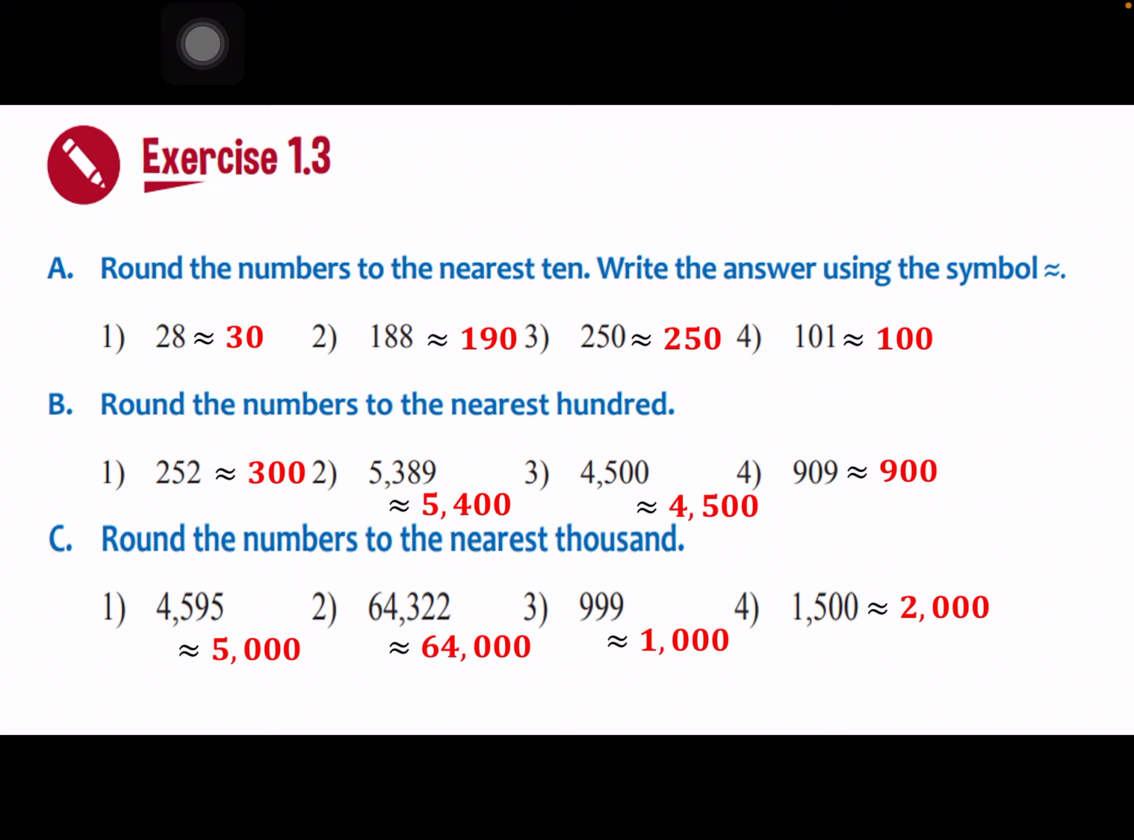Okay, students, please check your answer. A, B, C. Okay, that's all for today. Part D and E next. We will teach that next week. Okay, students, check your answer. And then if you are finished, okay, thank you.